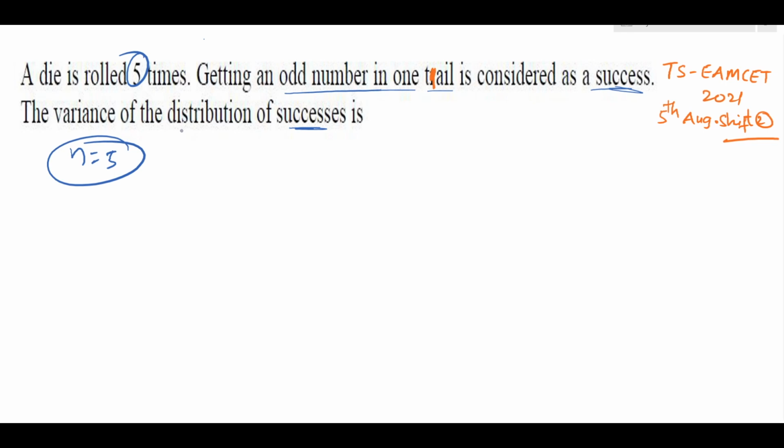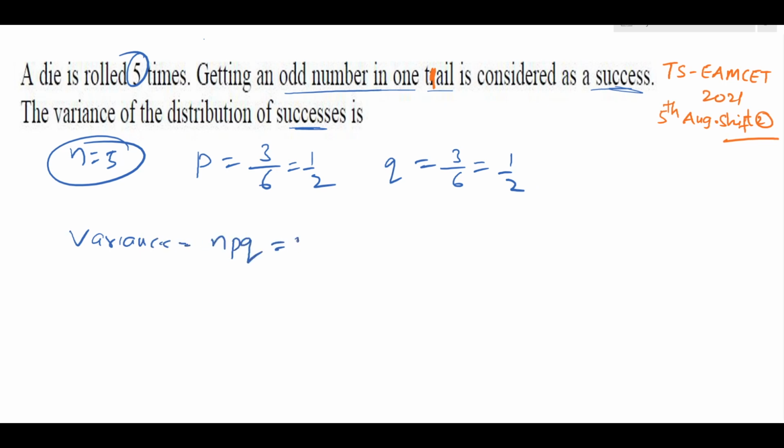So odd numbers are 3 numbers, that is probability p is equal to the probability of getting an odd number, that is 3 by the total 6 numbers, 3 by 6, that is equal to 1 by 2. And q, the probability of getting an even number, is also 3 by 6, that is equal to 1 by 2. Now variance is equal to npq, that is n is 5 into p 1 by 2 into q 1 by 2, that is equal to 5 by 4.